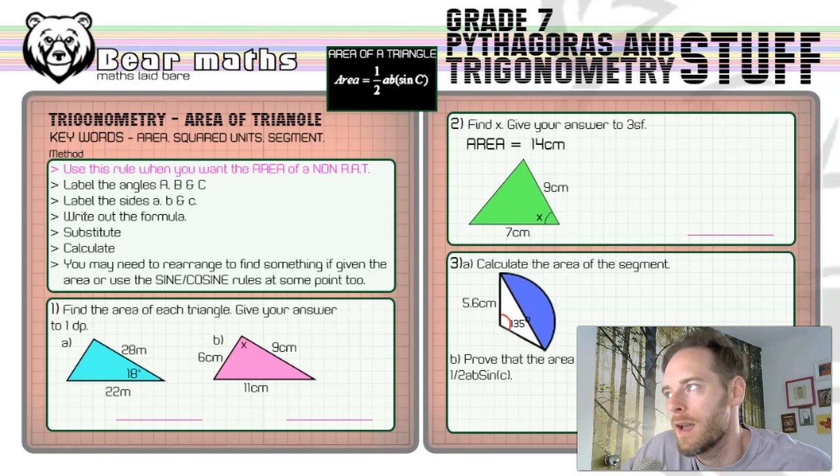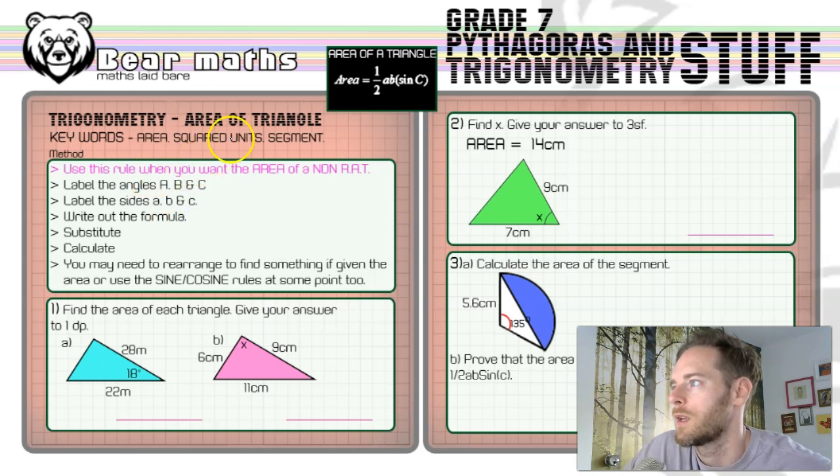Now, keywords are area, which is the space inside a 2D shape measured in squared units. Squared units are what you measure area in. And the segment is part of a circle, the space inside the circle that's created when a chord joins two points of the arc, which is part of the circle circumference, together. Okay, now we'll look at that in question number 3.